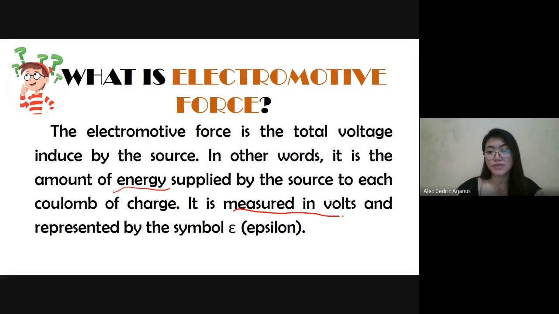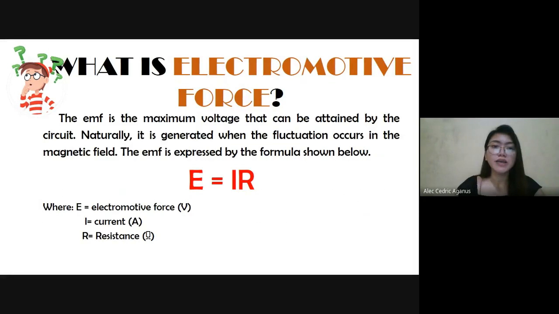So I repeat, electromotive force is the amount of energy that is measured in volts. Okay? Measured in volts and not in joules. It is a type of force, but it is not measured in joules. The EMF, or electromotive force, is the maximum voltage that can be attained by the circuit, as I said a while back. Naturally, it is generated when a fluctuation occurs in the magnetic field.